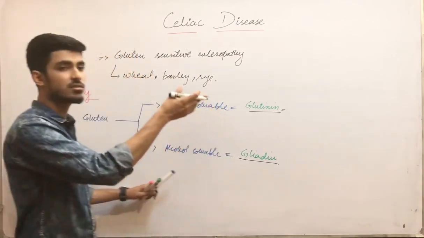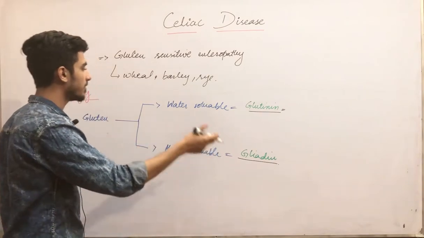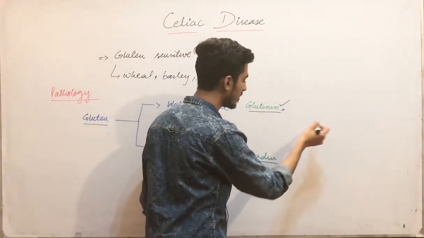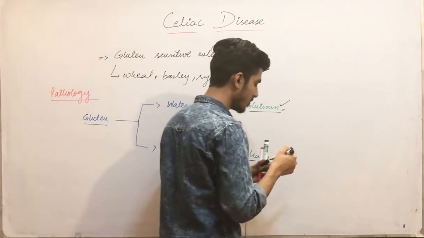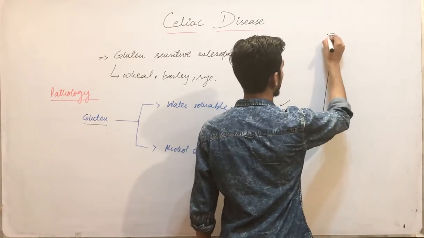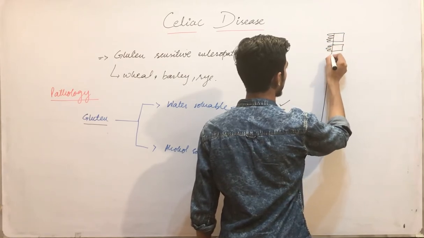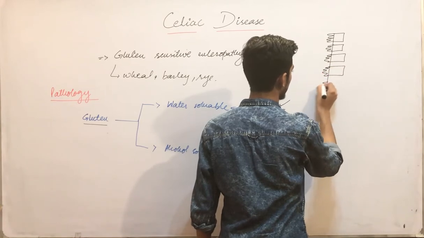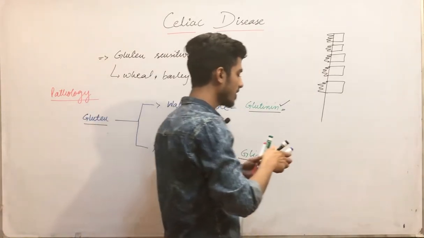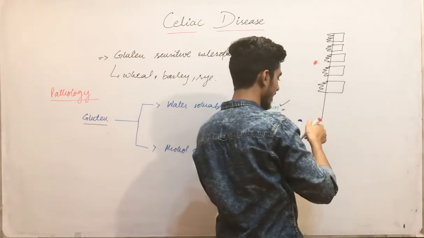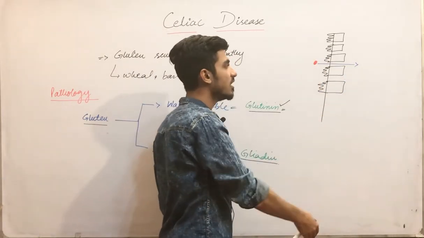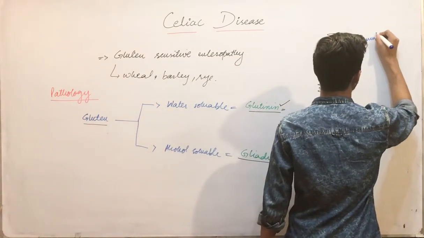Now, this is the normal pathway. Clear? We are first of all studying the normal pathway. Gluten enters the small intestine and divides into the water soluble component, glutenin, and the alcohol soluble component, gliadin. Suppose we have the intestinal epithelium like this. This is your epithelium and this is your brush border. At this brush border your glutenin is digested. This is your gliadin molecule, and it crosses the brush border, or you can say the epithelium of the small intestine, and enters into the lamina propria.